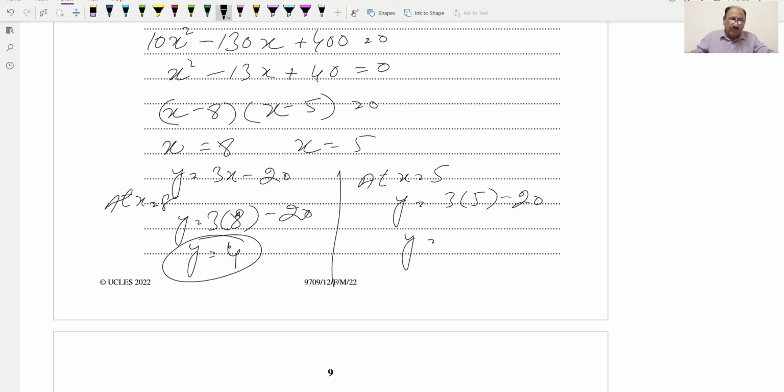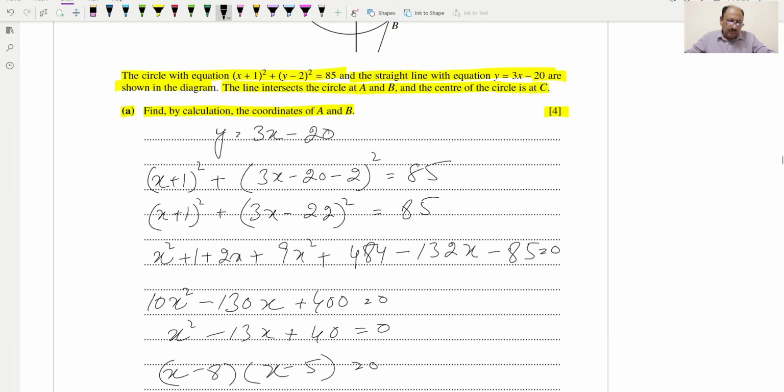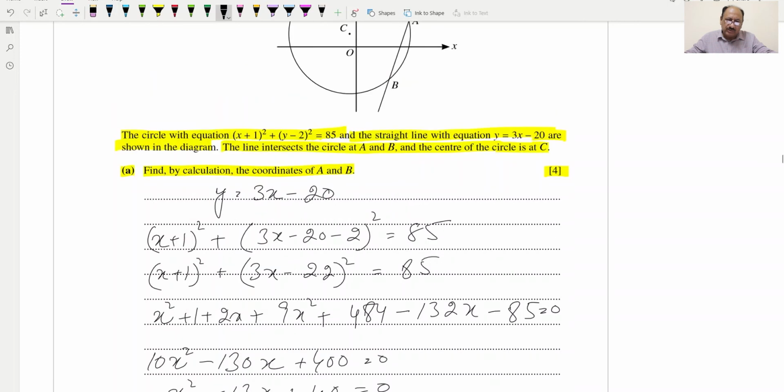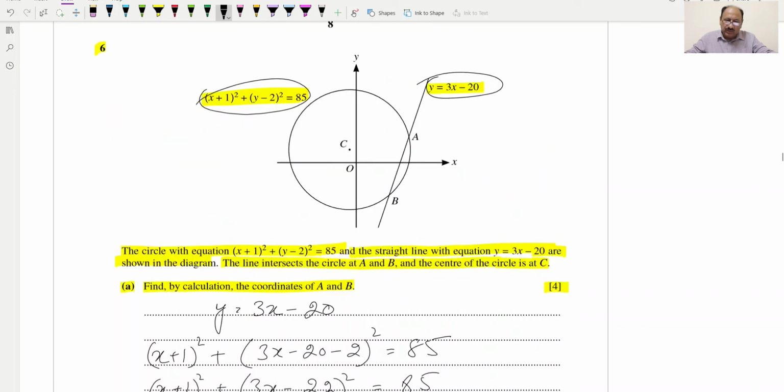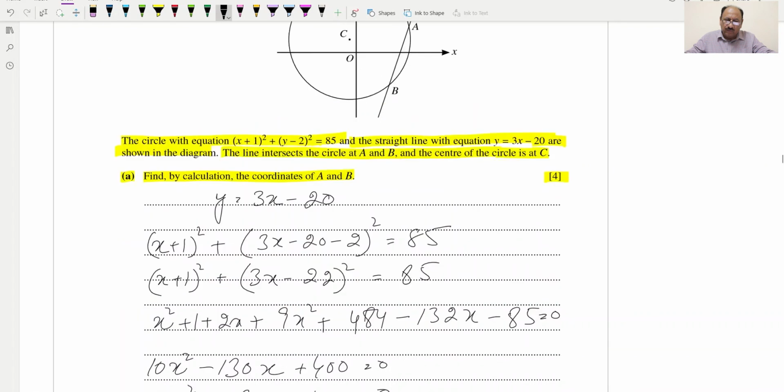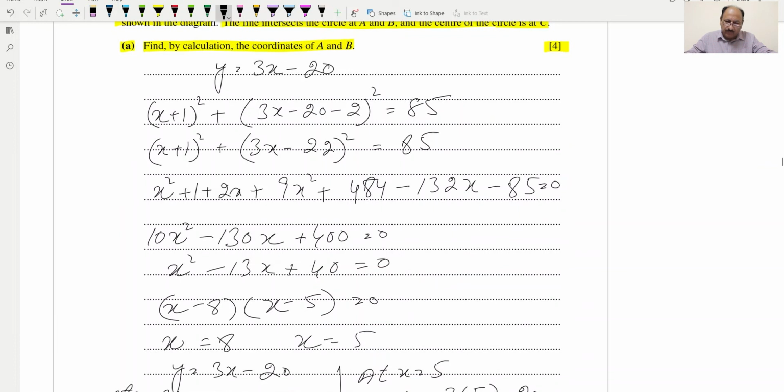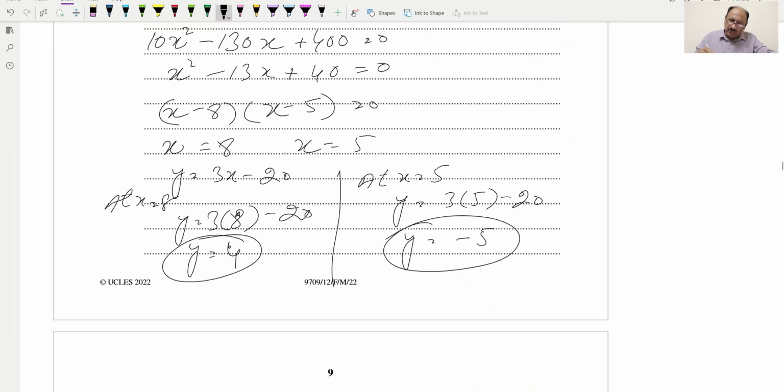So y is equal to 4 and y is equal to minus 5. These will be the two values. Find the coordinates of A and B. So A has a positive y value, and B has a negative y value. So B will be (5, -5), and point A will be (8, 4).